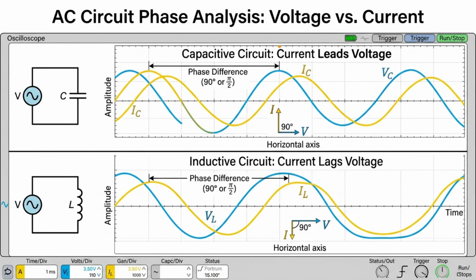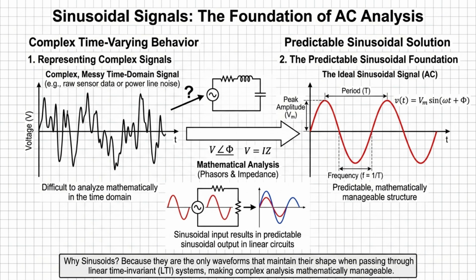When a sinusoidal voltage is applied to a circuit, the resulting current may also be sinusoidal but can differ in amplitude and phase depending on the circuit elements. This phase difference becomes especially important when analyzing capacitors and inductors, which introduce time delays between voltage and current. Because of this predictable structure, sinusoidal signals form the foundation of AC analysis. They allow engineers to represent complex time-varying behavior in a mathematically manageable form.